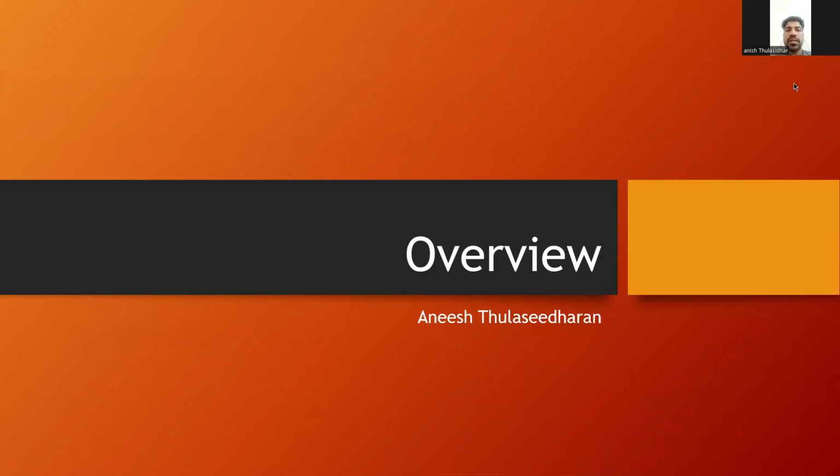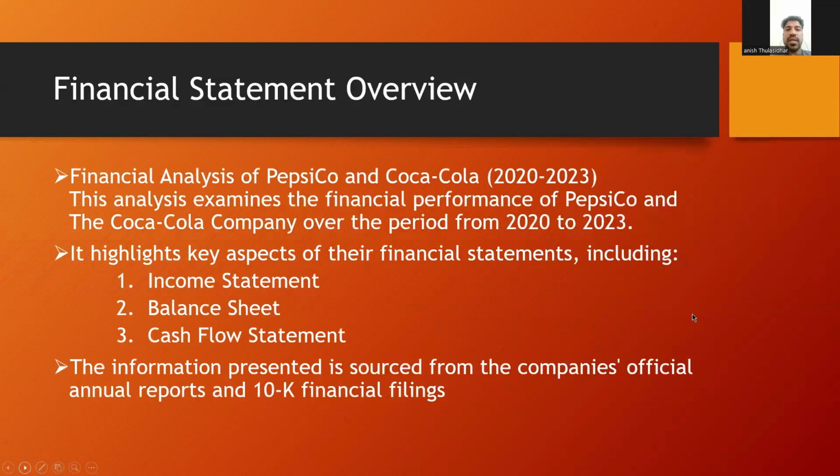Today, I will be comparing the financial performance of two of the biggest soft drink companies in the world, PepsiCo and Coca-Cola. These brands have been competing for decades, and their financial strategies have shaped their success. We will analyze their performance over the period from 2020 to 2023 by examining three key financial statements: the income statement, balance sheet, and cash flow.